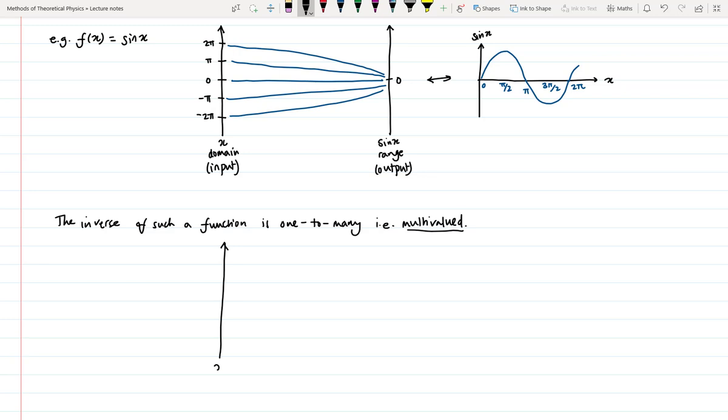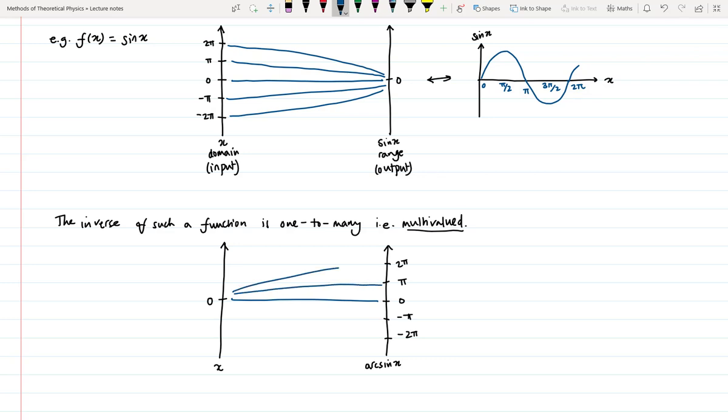Here again, we have the input to our function x. And now the function we're interested in is arcsine of x. Now the value of interest here is 0. And of course we know that given this input, we can get multiple output values. So essentially this is a reflection of what we have at the top of the page. And this time we have this kind of structure.